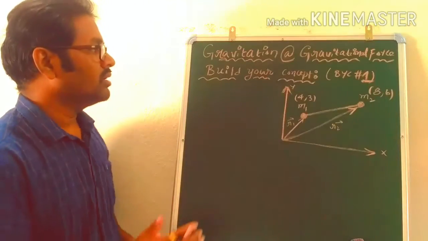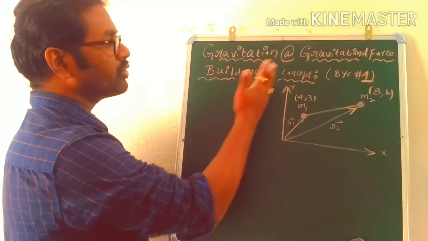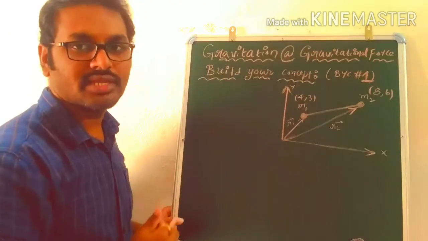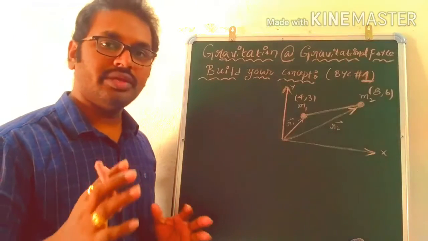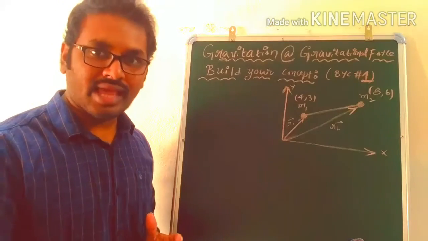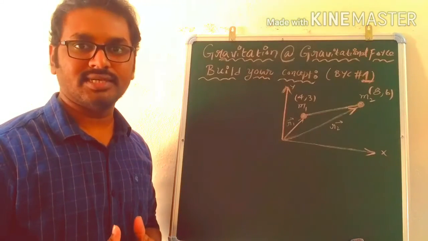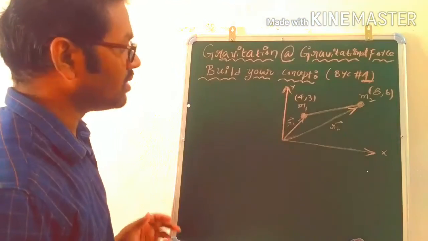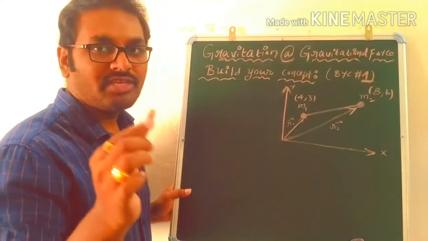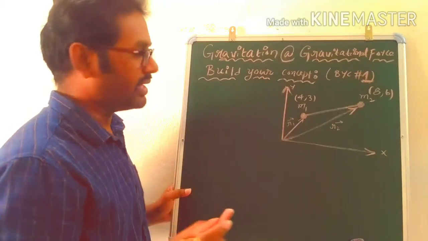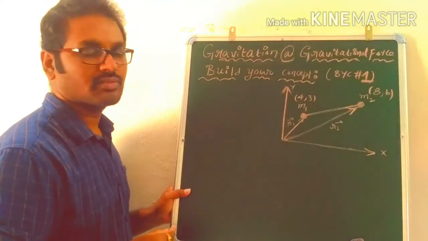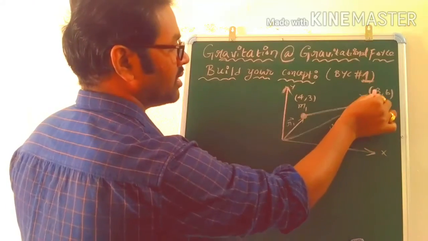So here I'm naming it Build Your Concept number one from the topic gravitational force, and the chapter is gravitation. Here I'm giving you one situation. After analyzing the situation, we can calculate the required parameters. I'm giving you two particles, M1 and M2, which are placed in the xy plane. Here you can see M1 is placed at (4, 3) and M2 is placed at (8, 6).